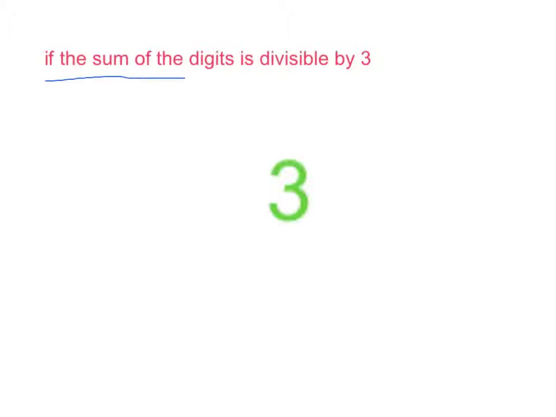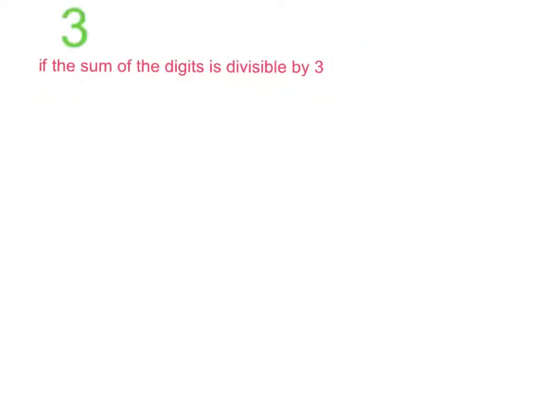Here's the divisibility rule for 3. If the sum of the digits is divisible by 3, then the whole number is divisible by 3. The sum means add, so you have to add all the digits together. Let's try an example. If our number is 123, is it divisible by 3?